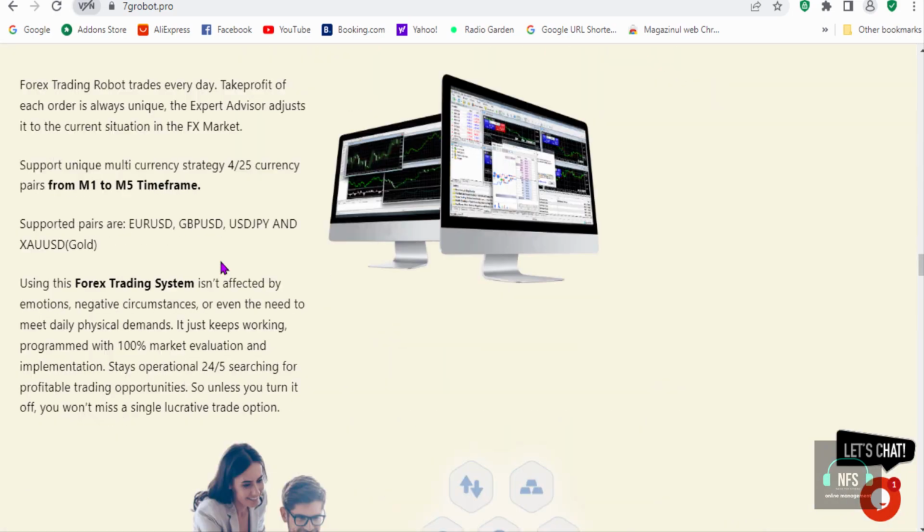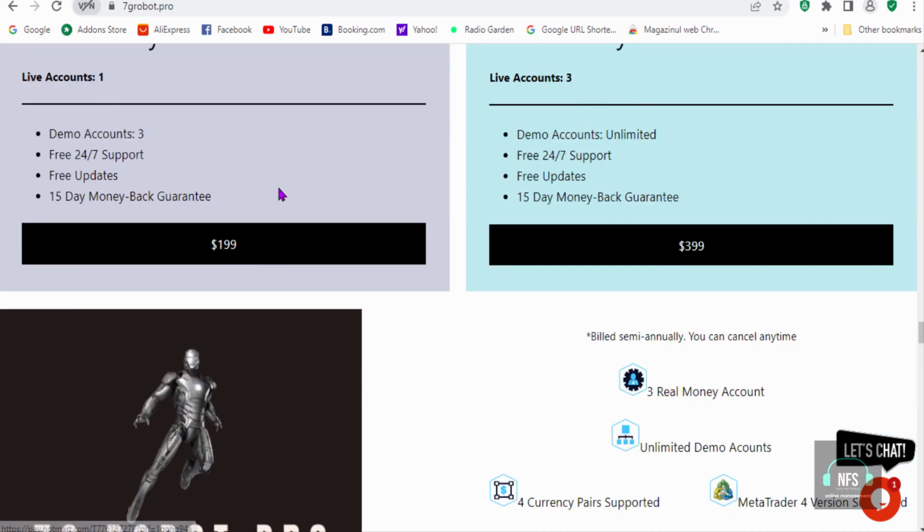The price once again is $199 for one live account and free demo accounts. As you can see, one live account $199, and three live accounts $399, with unlimited demo accounts. You have free 24/7 support, free updates, and you will also get a money back guarantee. You can buy it, test it for 15 days, and get your money back, which is great. Not so many expert advisor providers are offering this kind of money back guarantee.